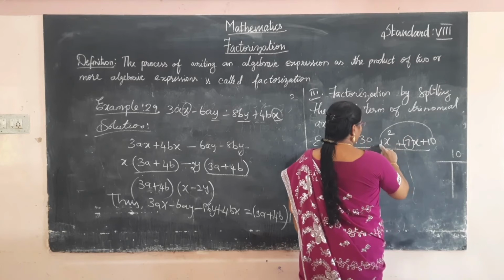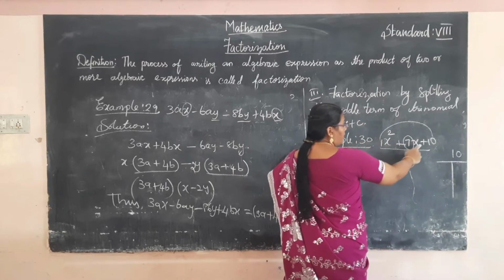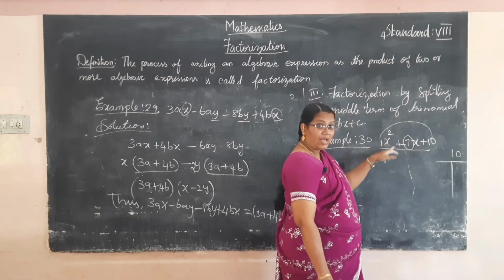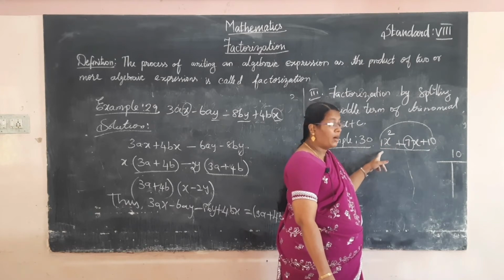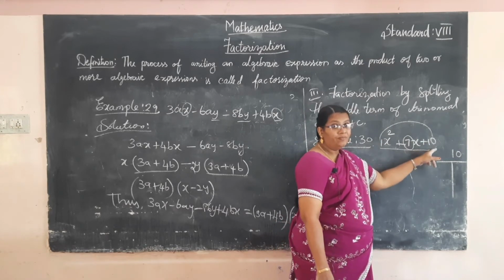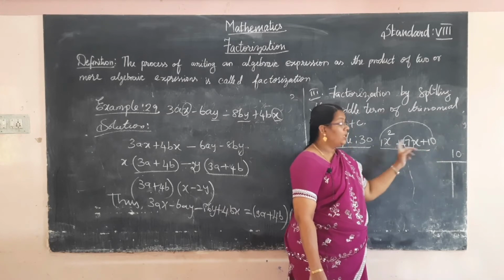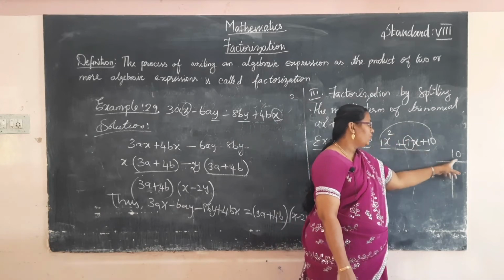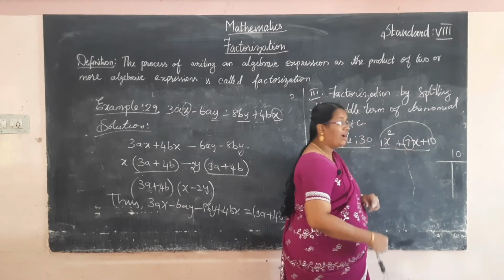Product of factors means we multiply the coefficient of x square term into the constant term. What is the coefficient of x square term? Here 1. So 1 into the constant term. What is the constant term here? 10. So the product of the factors, 1 into 10, what we get? 10. And what is the sum value?